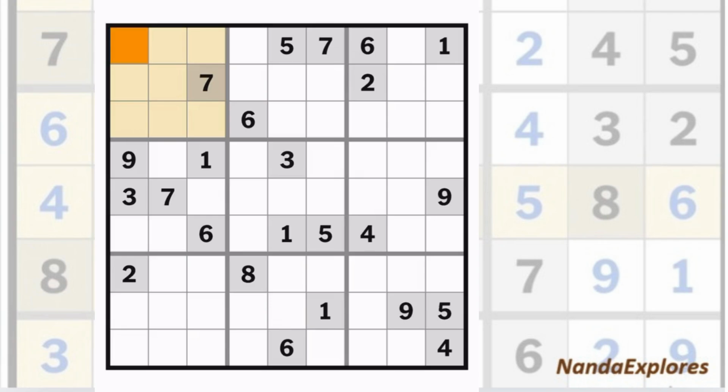Today is 10th of February 2026. We'll try this medium Sudoku puzzle of New York Times. I will not be using auto candidate mode, rather I'll be doing it manually.